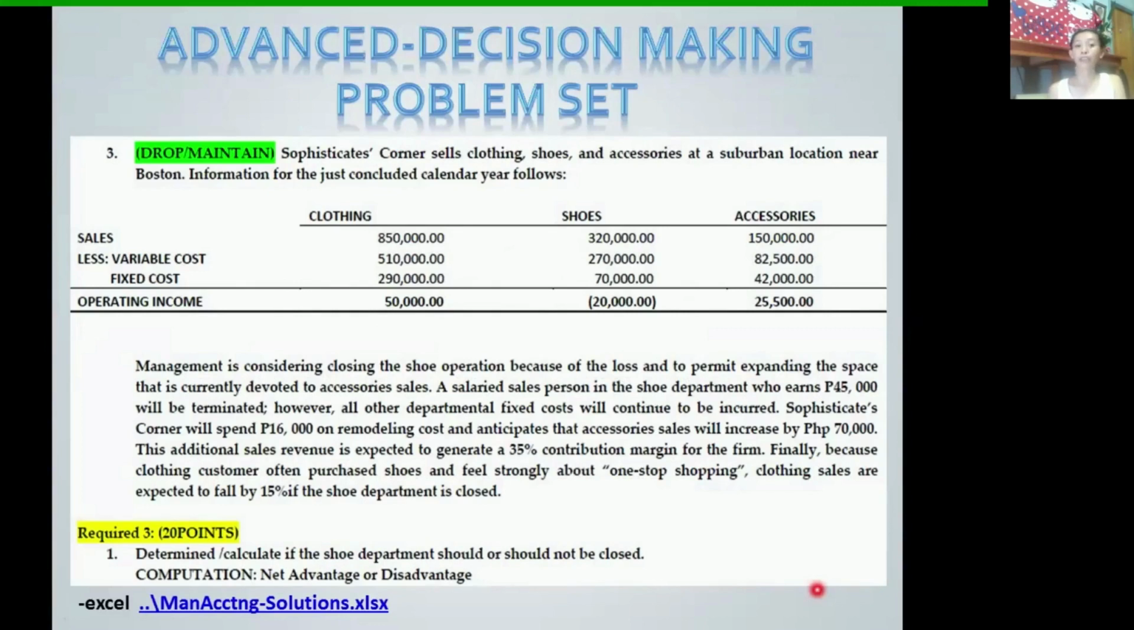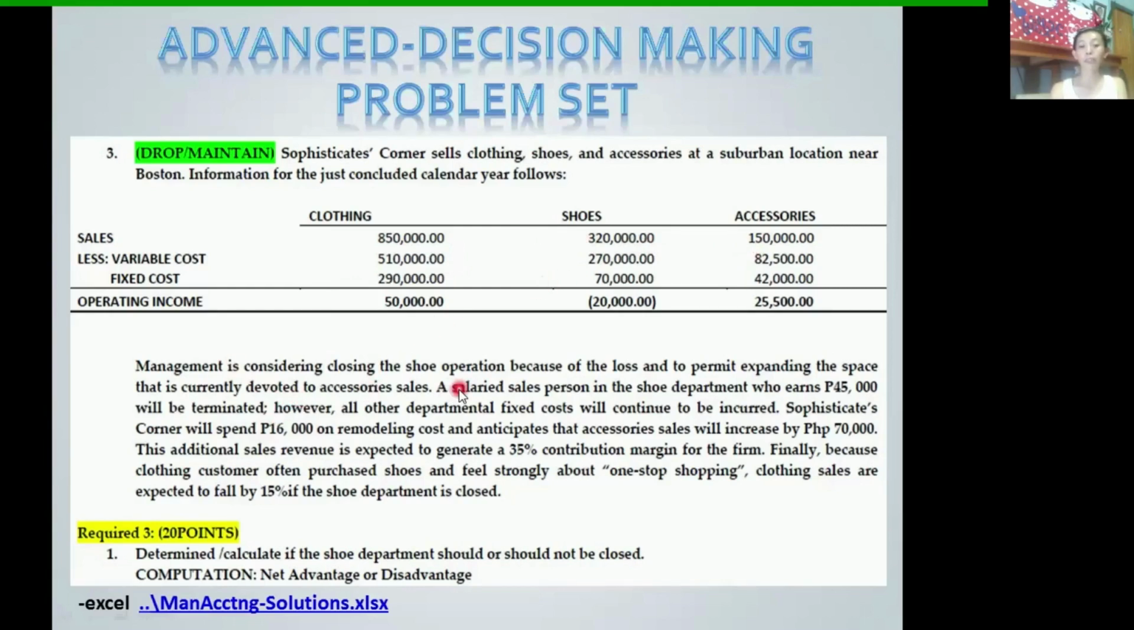Information for the just concluded calendar year are as follows. Sophisticate's Corner has three product lines: clothing, shoes, and accessories. The sales data for clothing is 800,000 pesos, shoes is 320,000 pesos, and accessories is 150,000 pesos.